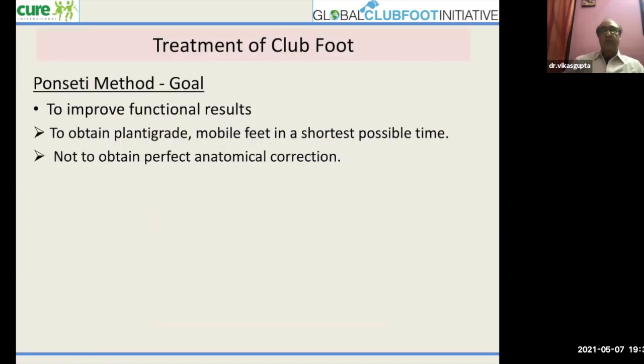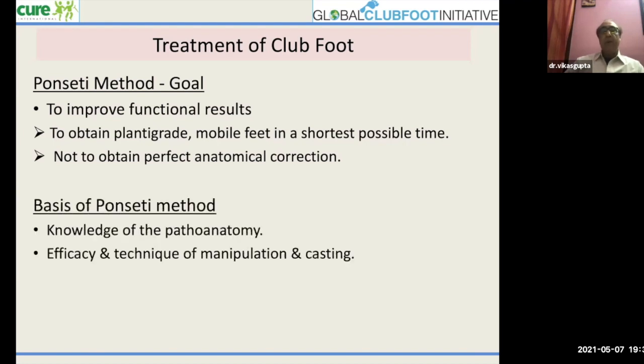Now, coming to the last aspect: management, casting, tenotomy, and bracing. Okay. So, what is the goal of the Ponseti method? That is to improve functional results, not to obtain a perfect anatomical correction as you try to achieve with open surgery. So the aim is to obtain a plantigrade mobile foot in the shortest possible time. Why is it not the goal to obtain a perfect anatomical correction? Because it may not be possible given that the talus has structural abnormalities, especially in late cases. So they may not remodel completely. So that is not the aim. The aim is to have a good plantigrade, painless, mobile foot. And this goal is achieved by the Ponseti method.